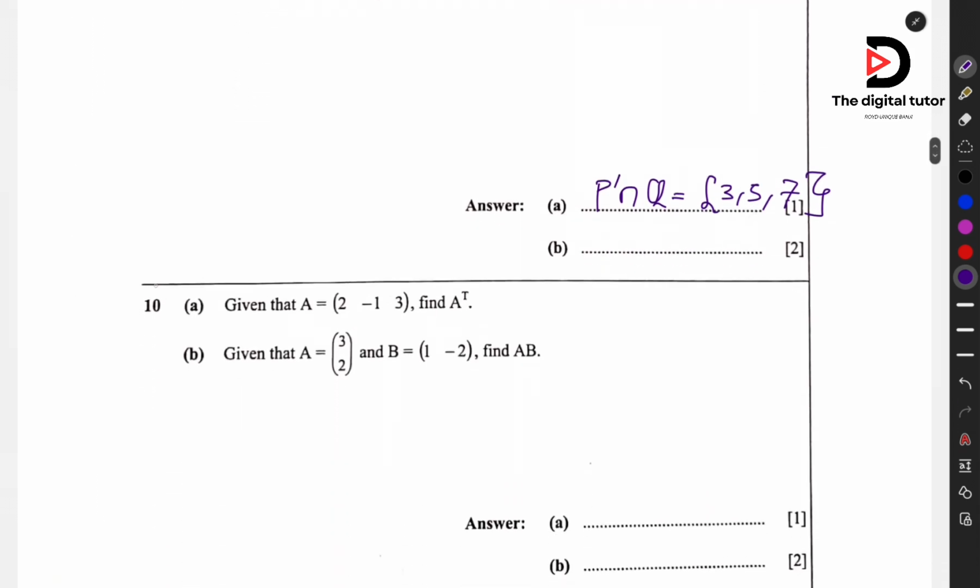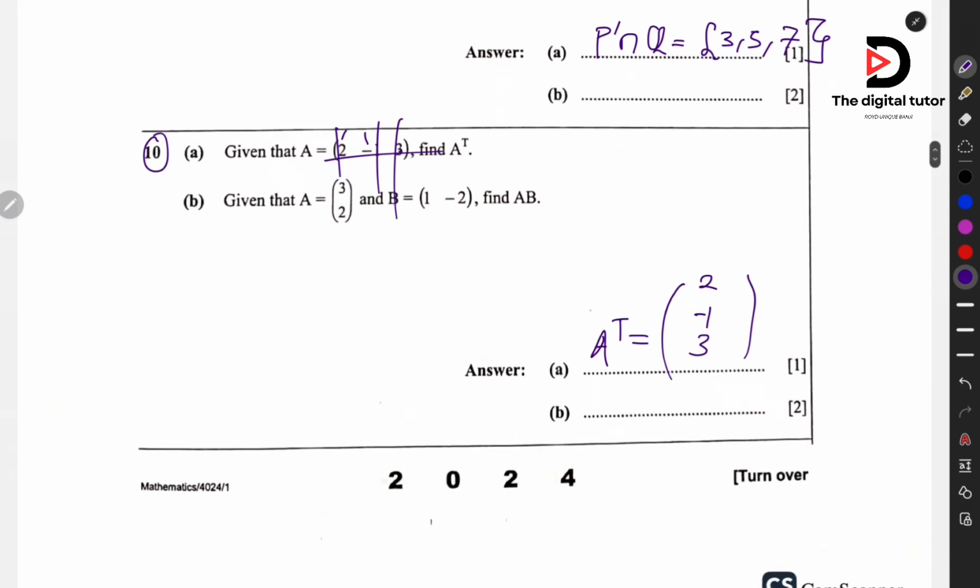Then we have this one, question 10. Given that A is equal to this one, find A transpose. Now transposing the matrix, you just change the row to become the column, and the column to become the row. So here you only have 1 row and 3 columns. So the answer is going to have 3 rows, 1 column. So A transpose is simply equal to this one on top, followed by this one, -1, then of course 3. So that is the answer.